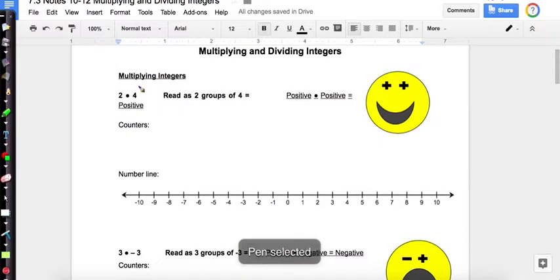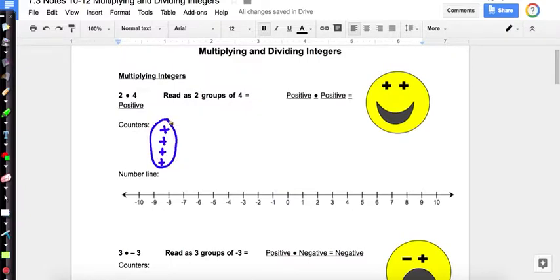So the first problem we have here is 2 times 4. So we would read that as two groups of 4. So using counters, it would look like this. So I'm going to draw two groups of 4. So there's one group. And here's my second group.